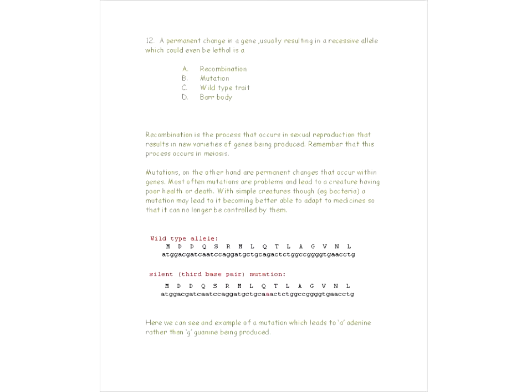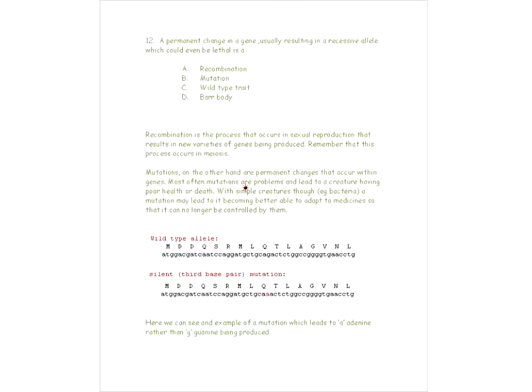Recombination is the process that occurs in sexual reproduction that results in new varieties of genes being produced. So you think about the word recombination, recombining, right? And again, remember that this process occurs in meiosis. And again, meiosis is a type of sexual reproduction of cells, whereas mitosis is asexual. Okay, so that's recombination. And then mutations, on the other hand, are permanent changes that occur within genes.